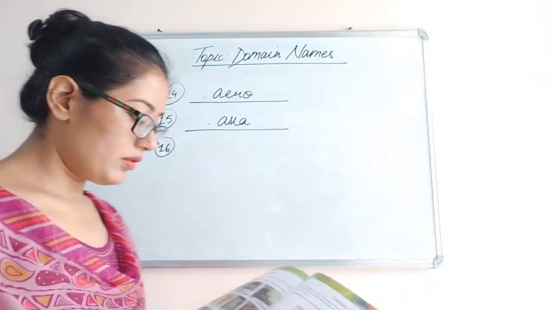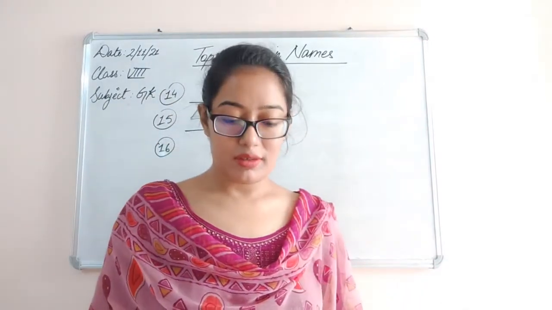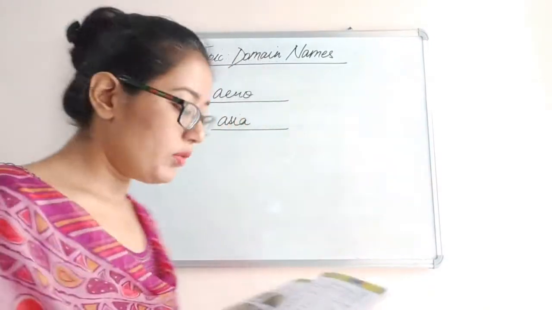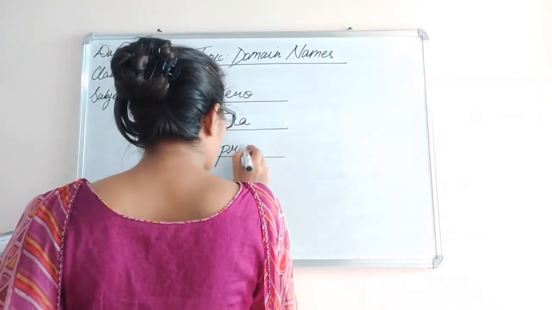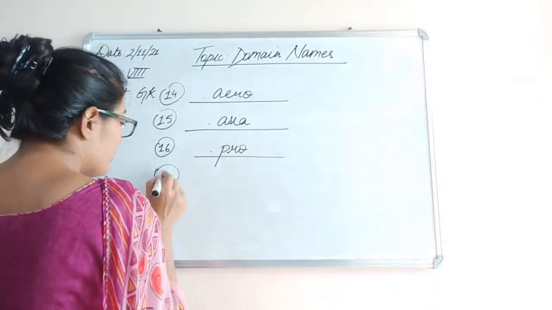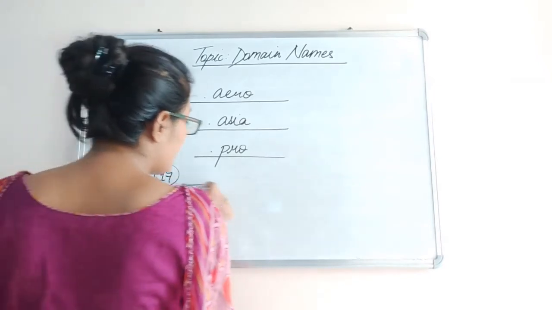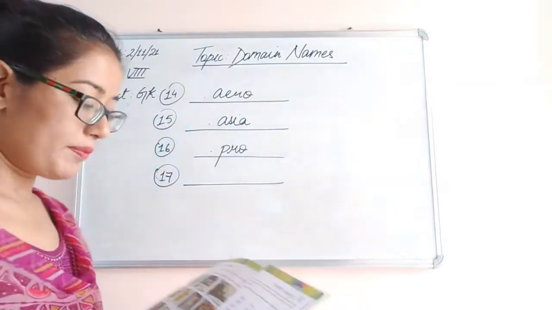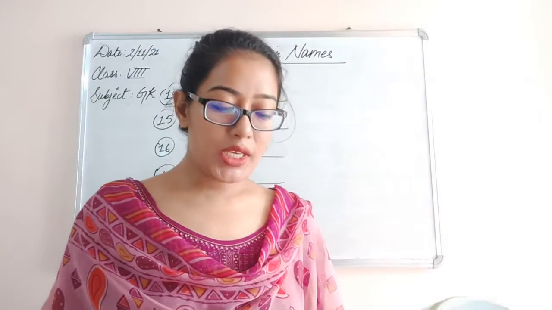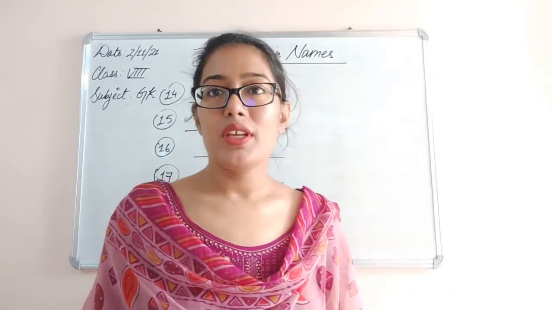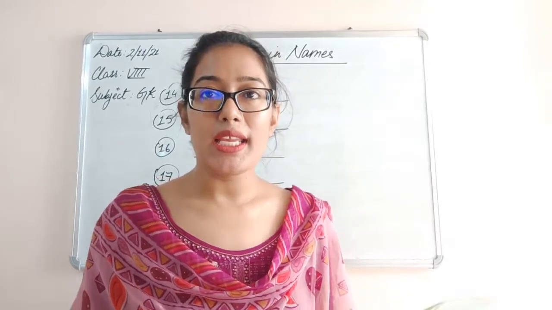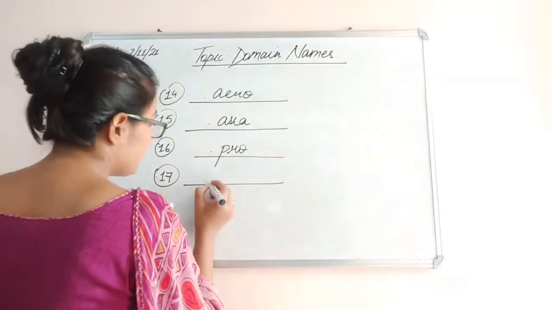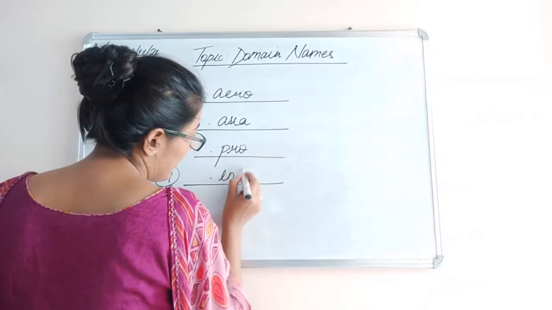16th, professions. Professions domain name would be dot PRO. 17th, international organization. International organization domain name would be dot INT. Dot INT.